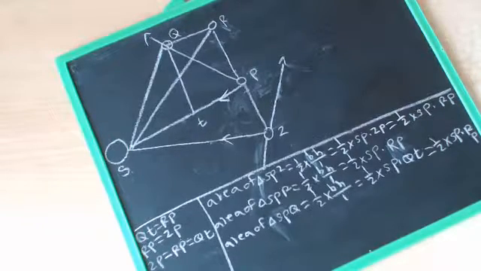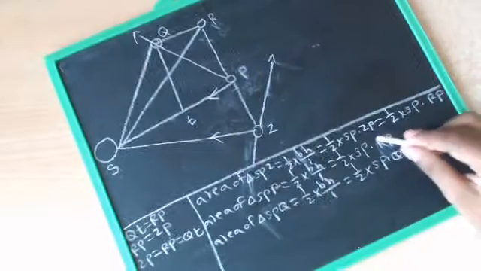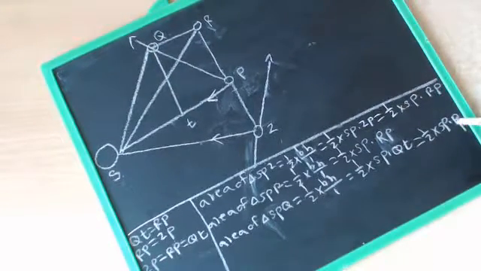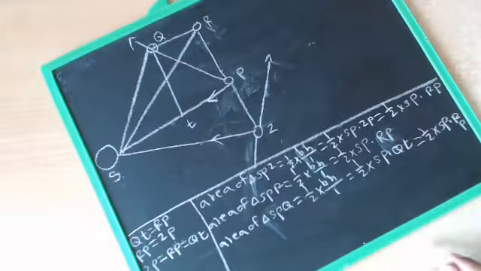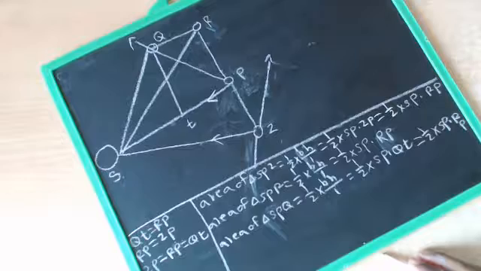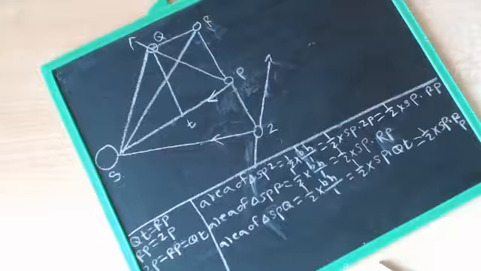Now the areas of all the triangles are equal: half into SP into RP, half into SP into RP, and half into SP into RP. So in this way, Newton proved that the areas of all the triangles made by a planet in equal intervals of time as it goes around the sun in an ellipse are equal.